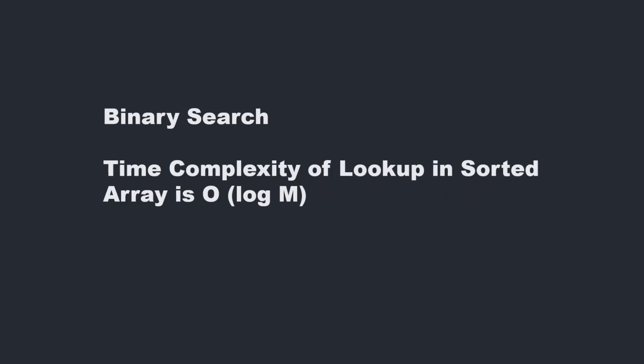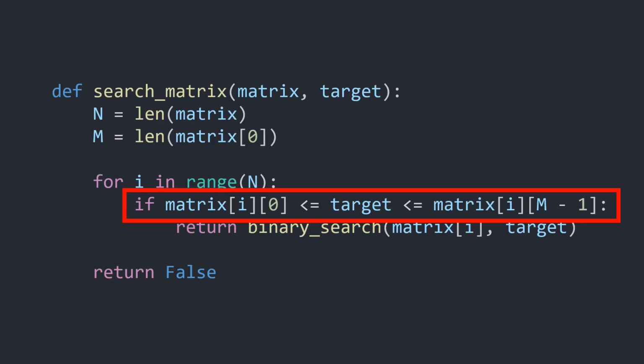Is a better solution possible? We know that we can find an element in a sorted array of size m in log m time. Since each row of our matrix is sorted, we can use binary search to look for the matching element in a row. In this algorithm, we first check whether the target element is in the range of the row. That is, the target element is greater than or equal to the minimum element of the row and less than or equal to the maximum element of the row, which is the last element of the row.